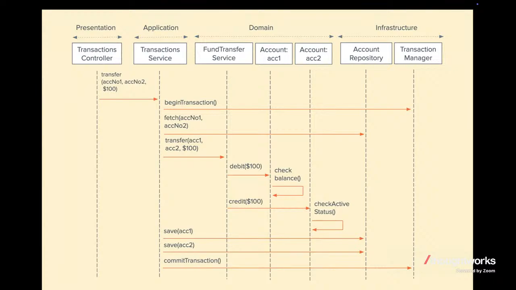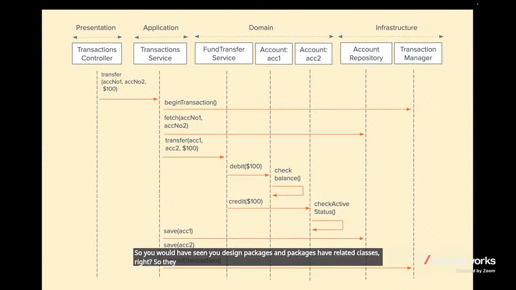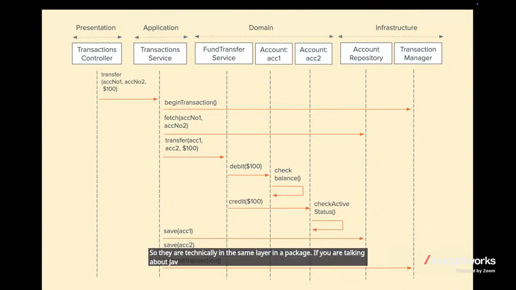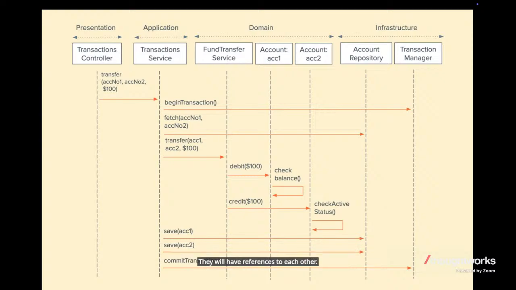So you would have seen you design packages and packages have related classes, right? They talk to each other to fulfill a particular functionality. So they are technically in the same layer in a package. If we are talking about Java or .NET, you will have a package, it will have a bunch of related classes and they will work together. They will have references to each other and they will fulfill one functionality as a module. So the same way we can manage a layer also. So that's the answer.